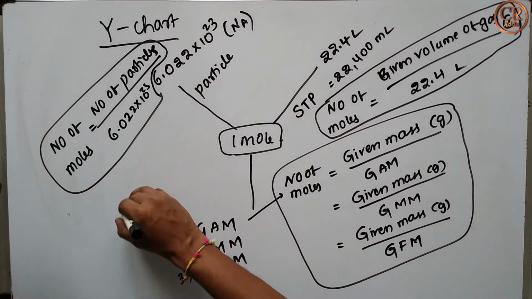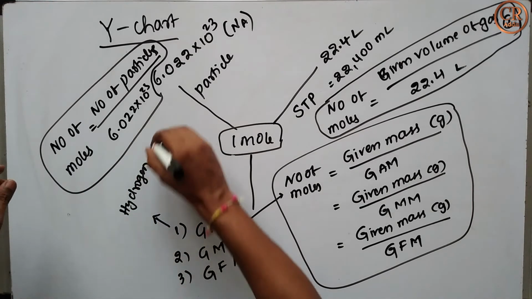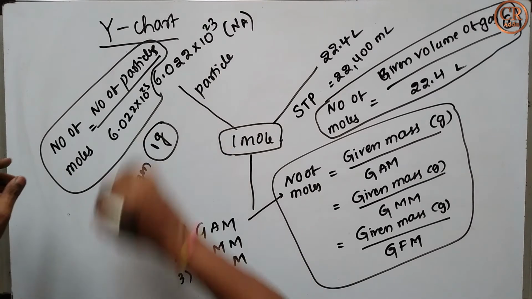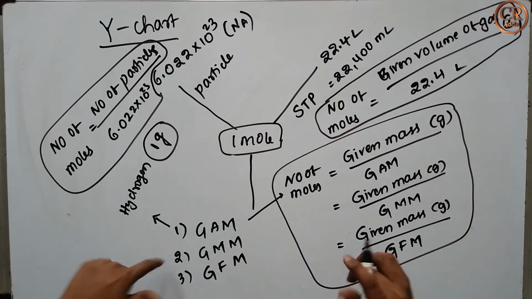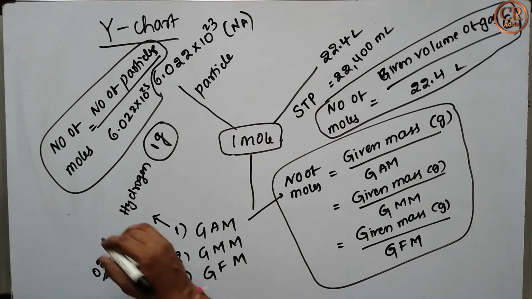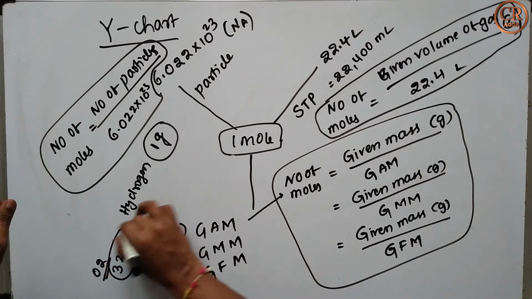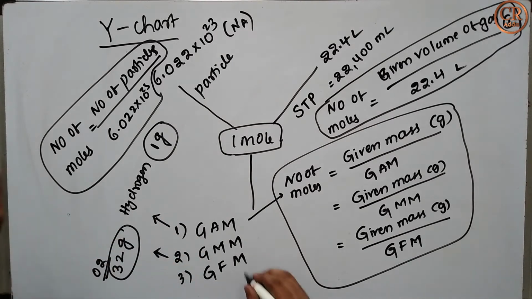Let us take hydrogen. For hydrogen, atomic mass is 1. If it is expressed in grams, this becomes gram atomic mass. Now gram molecular mass. I am taking oxygen, O2. Oxygen molecular mass is 32. If 32 is expressed in grams, this is called gram molecular mass.